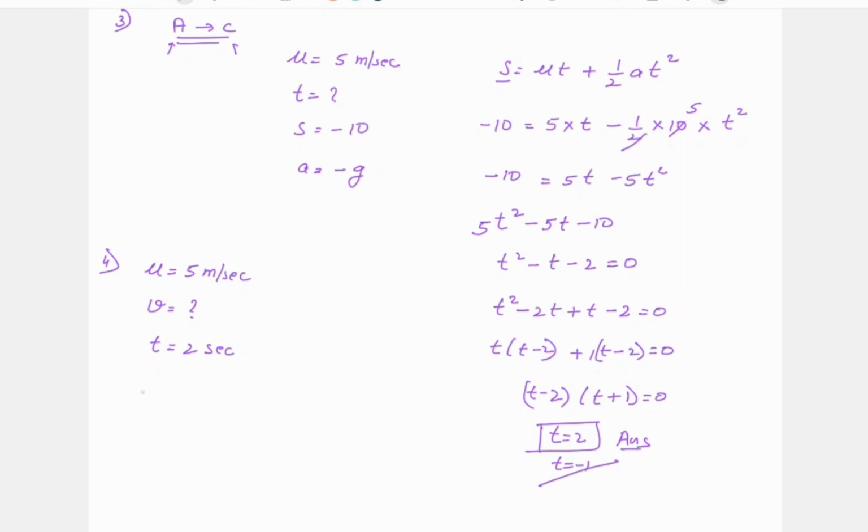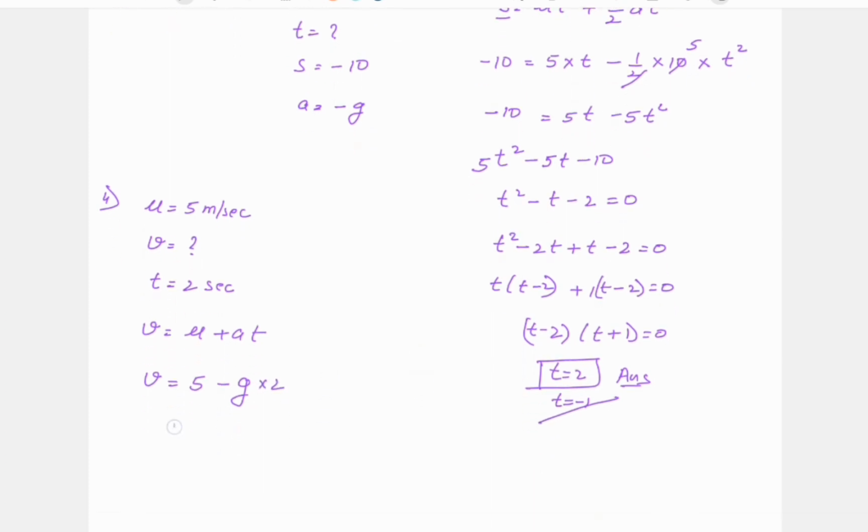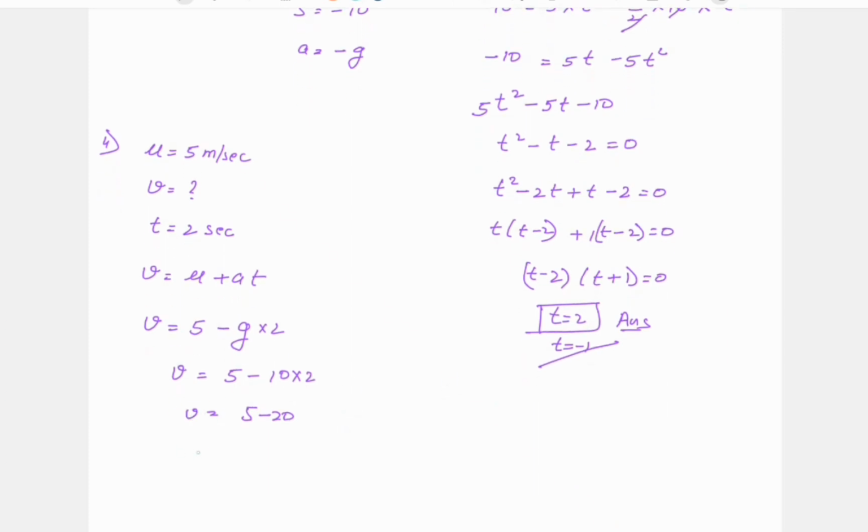Then use the first equation. V is going to be U plus AT. V we are calculating. U is 5 meters per second. Instead of A, I will put minus g, and time is 2. It means velocity is going to be 5 minus 10 multiplied by 2. It is going to be 5 minus 20. Is it okay? Velocity is going to be minus 15.